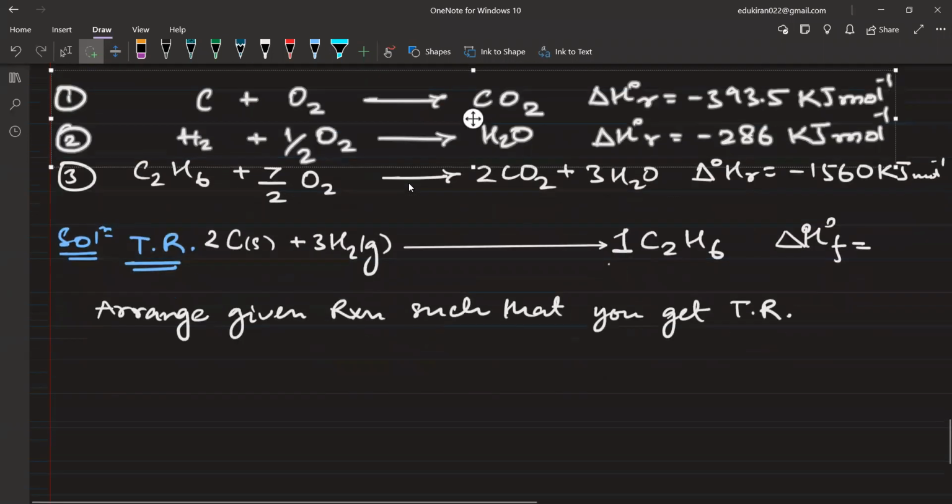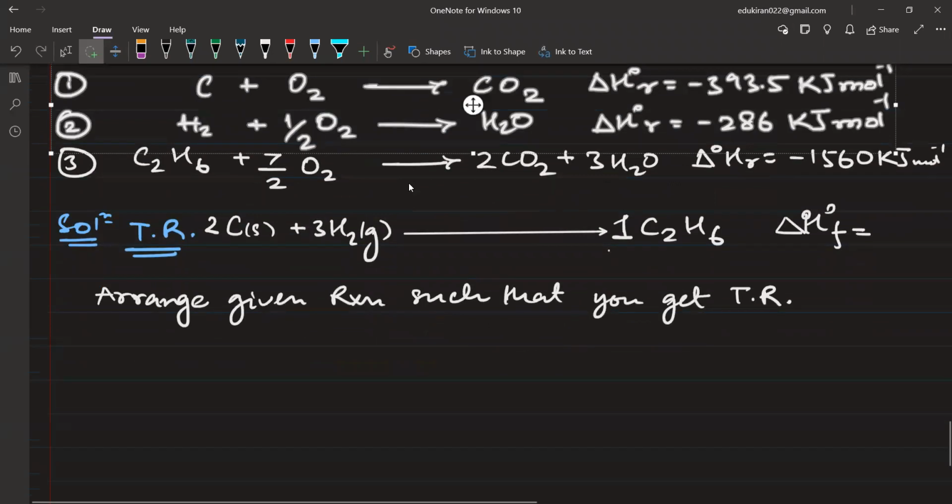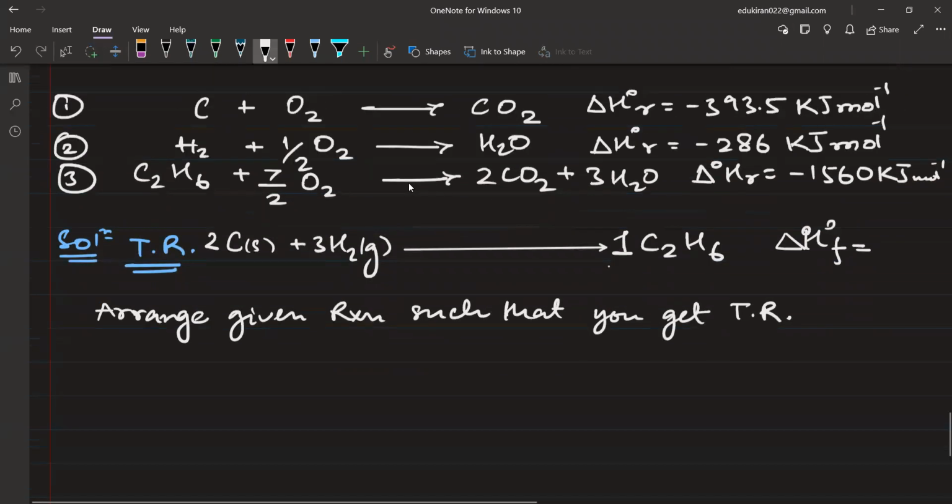First of all, tell me, in the target reaction, can you see what is the first reactant? What is the first reactant? बताइए तो जरा क्या है first reactant? अरे tell me guys, what is the first reactant? Carbon. Carbon. अब ये बताइए, in the given reaction, which equation is having carbon? कौन से इक्वेशन में कार्बन है?